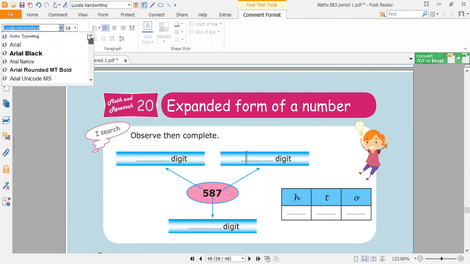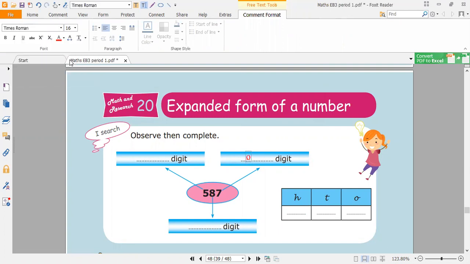I write here ones. And the second, 8, is in the tens. So I will write here tens. Then I have 5 in the hundreds place. So again, I have 7 ones, 8 tens, and 5 hundreds. So if I ask you how many tens do I have here, I have 8 tens. How many ones do I have here? I have 7 ones. How many hundreds do I have here? I have 5 hundreds. So don't forget, ones, tens, hundreds from the right.